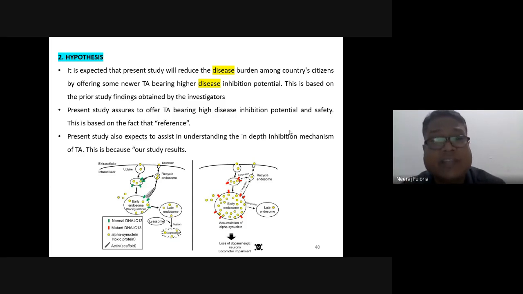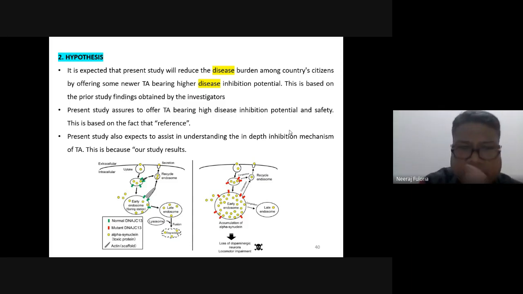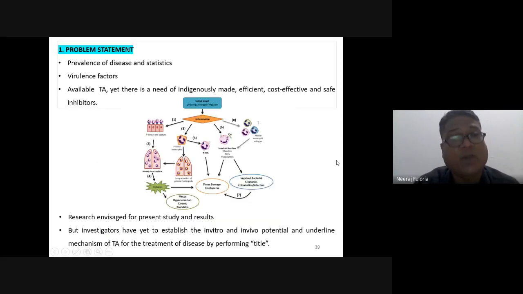It should be supported with a reference. For example, the present study also expects to assist in understanding the in-depth inhibition mechanism, how it is working. For that, you can give some image also. As I told, if you write your presentation as text only, people will be less interested. But if you explain with the image itself, they will come to know, oh, they are explaining the mechanism also.